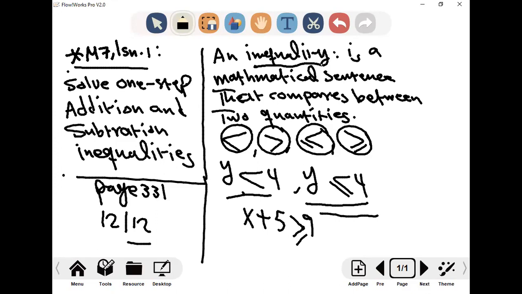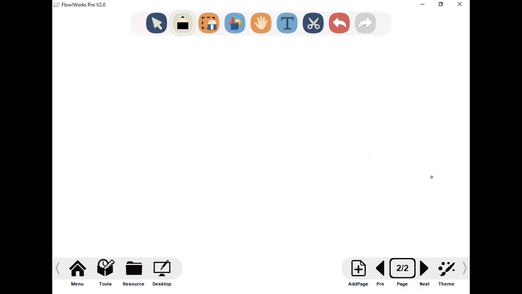Now, I want to start with a very important note, how we read the inequality. When I say 5, here x.